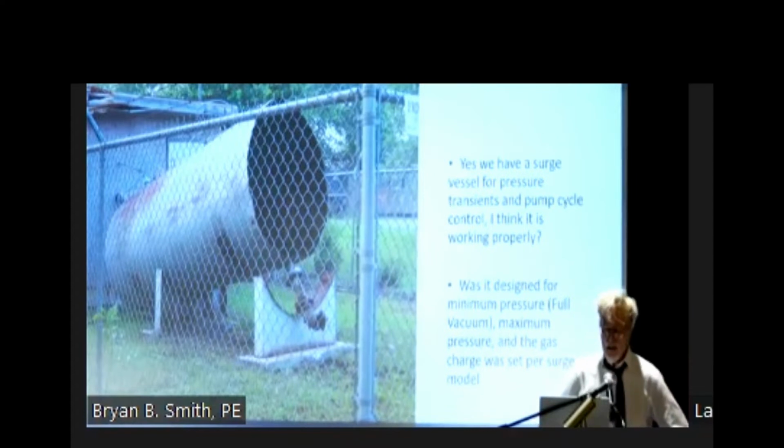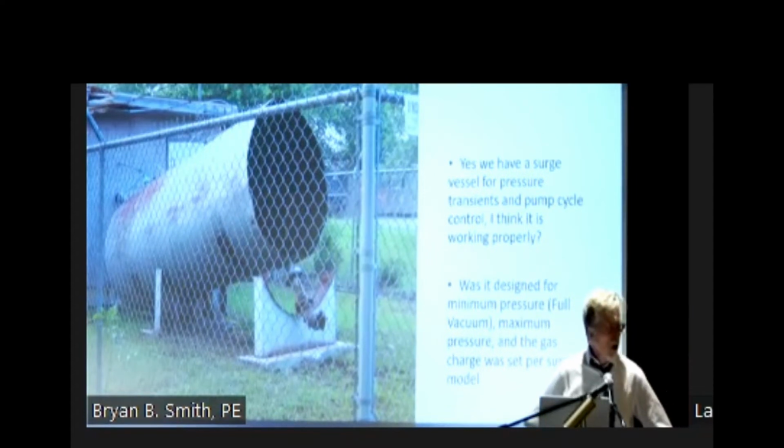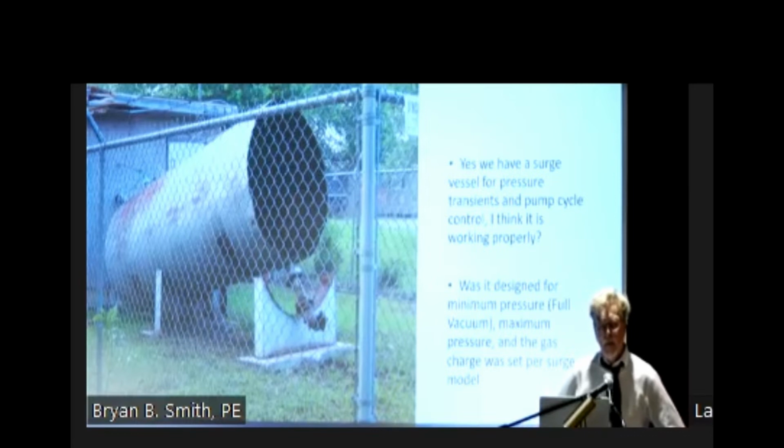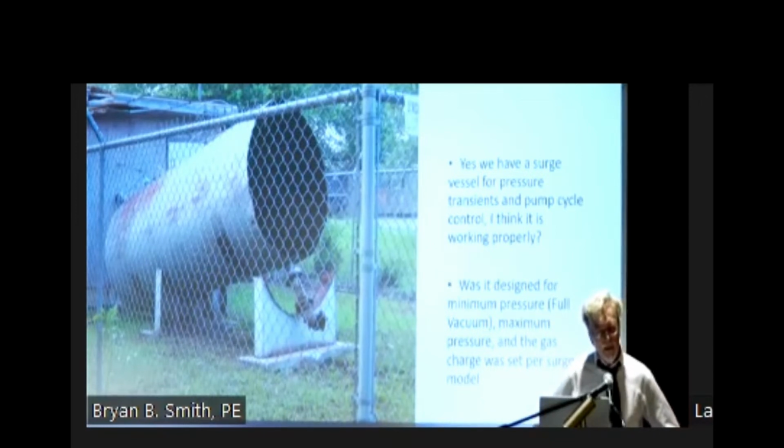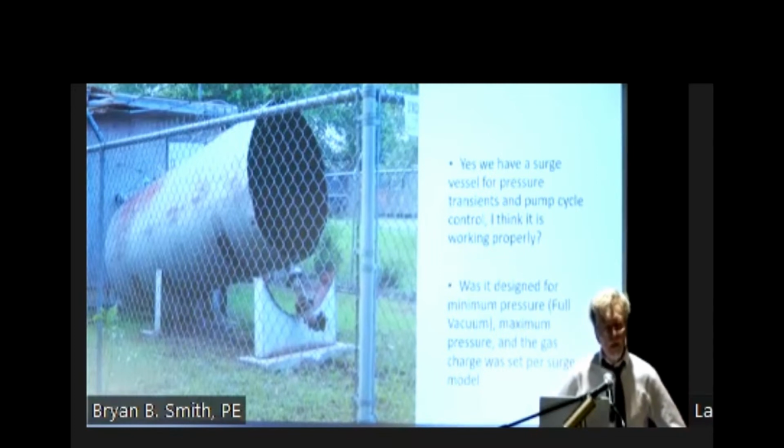So here's a customer who says, "Oh yeah, we have a surge vessel. We don't have any water hammer problems." And then they send me a picture. Well, we didn't maintain the gas charge properly. We lost our gas charge. We had a transient power failure and we blew apart our tank. So you would not want this to be your design either.